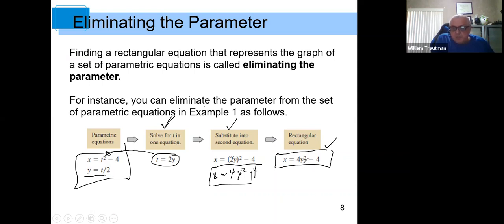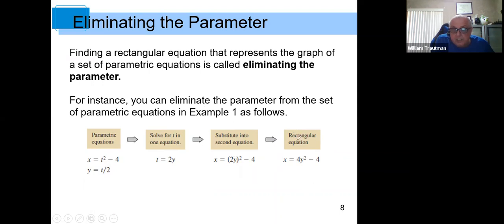So it would look something like this. And that's pretty much what our graph looked like, the y squared with the minus 4. So it's a parabola.